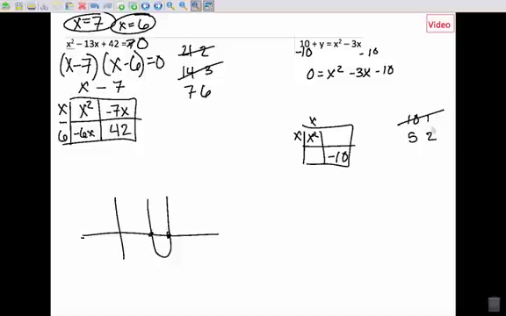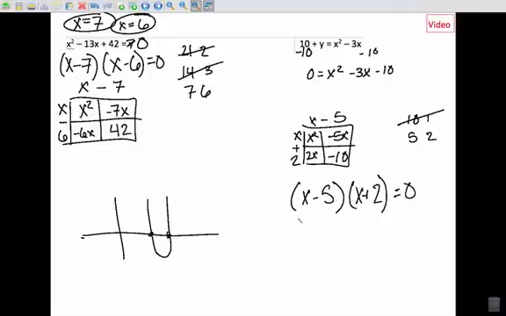So 10 and 1 obviously don't give me a difference of negative 3. 5 and 2 give me a difference of 3. But my negative is going to have to be bigger so that my sum stays negative. And then adding 2 gives me 2x and negative 5x, which would give me a sum of negative 3x. And so I have x minus 5 and x plus 2 equals 0. My zeros, what makes this factor 0 would be 5. What makes this factor 0 would be negative 2. And those are my zeros there.